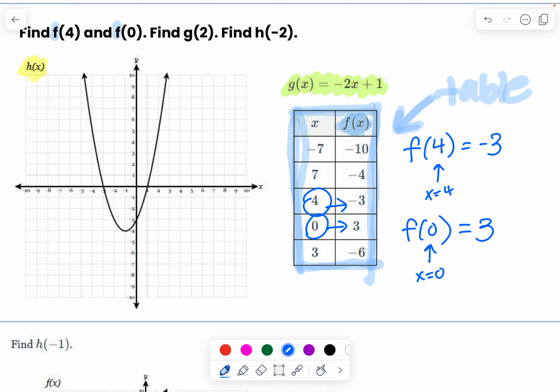I also asked us to find g of 2. G means we're going to have to use the function g, which is the equation. So g of 2 means we would plug it into our equation, much like we did on review on Wednesday, as well as what we started this unit out with. So replace the equation with -2 parentheses plus 1, and plug in 2 for x. This would give us -4 plus 1, which ultimately gives us -3.